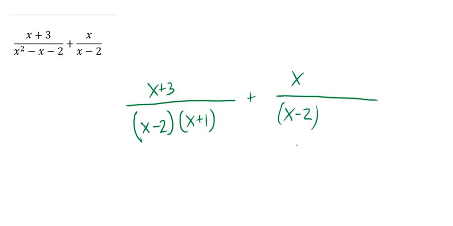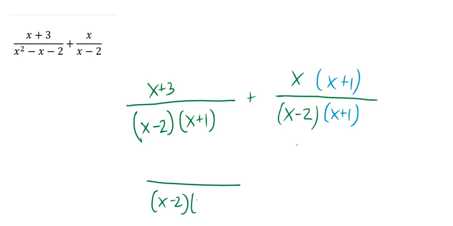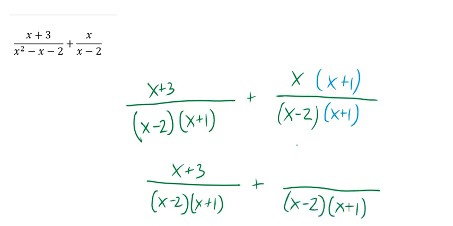Now I see I have an x minus 2 in both denominators, so that already matches. To make it fully match, I need to put this x plus 1 into my second fraction. Now both denominators match perfectly. My first is x minus 2 times x plus 1 with an x plus 3 on top. My second fraction is x minus 2 times x plus 1 with an x squared plus x on top.